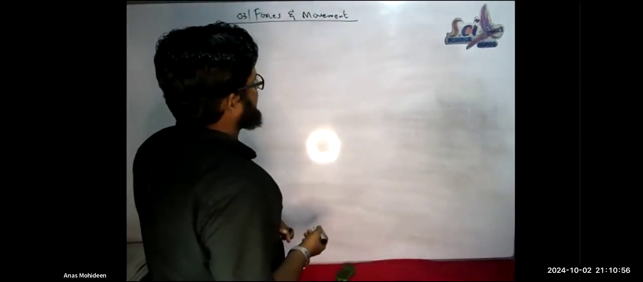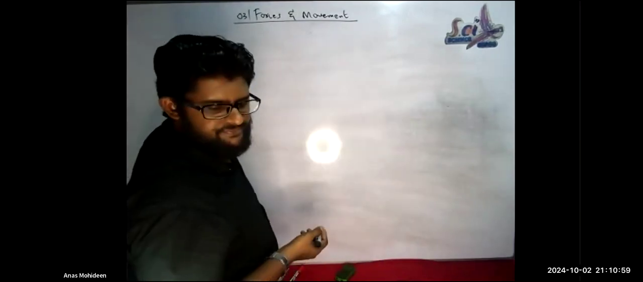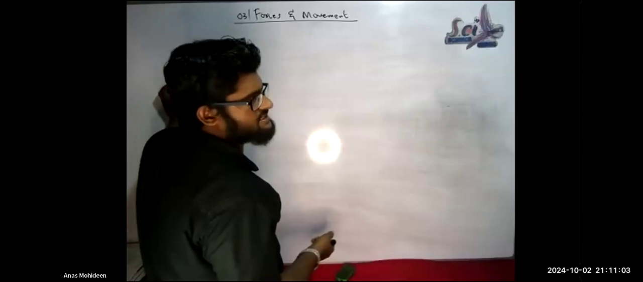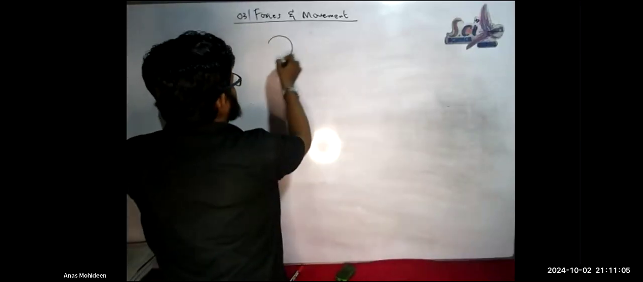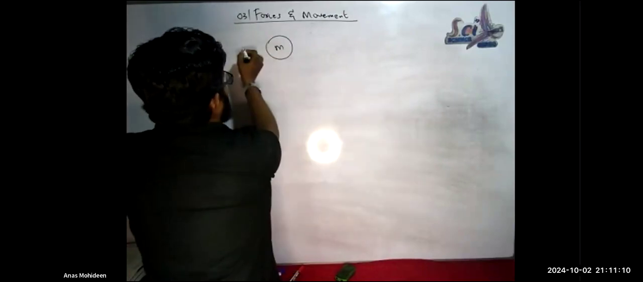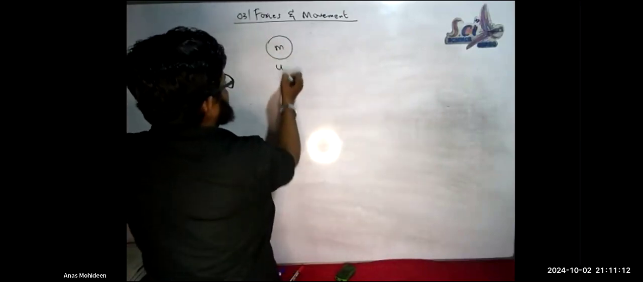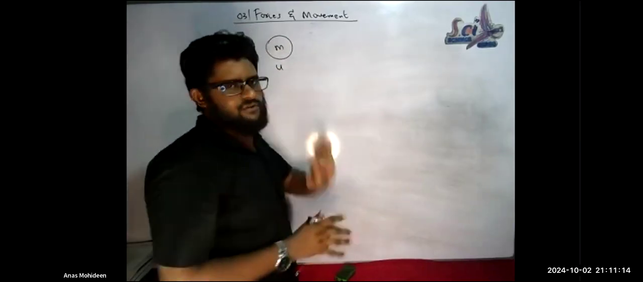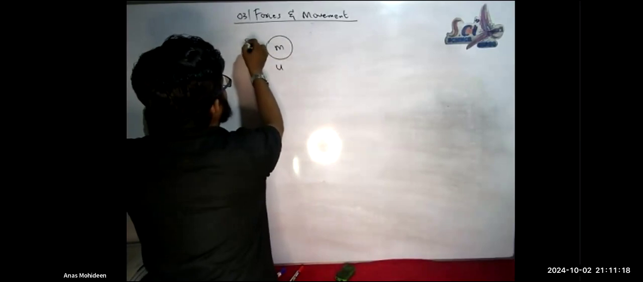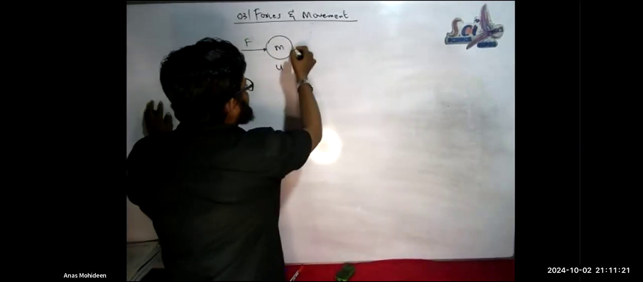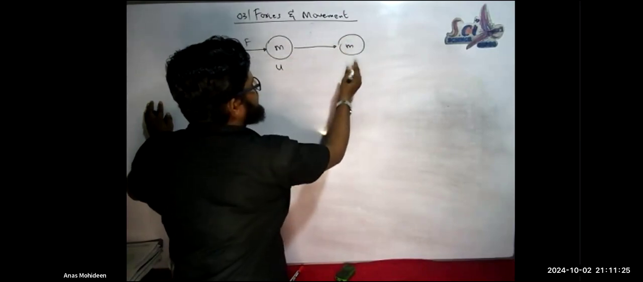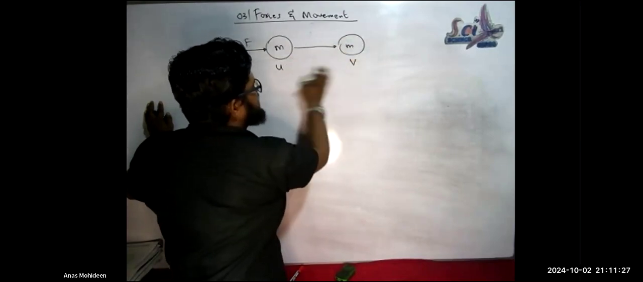Some questions don't give the acceleration. What they give is the data to find out acceleration. An object has a mass m. Let's say it starts with a velocity u, and you are applying a force, an unbalanced force. So what happened? It's moving. The same object m occupies a velocity v.